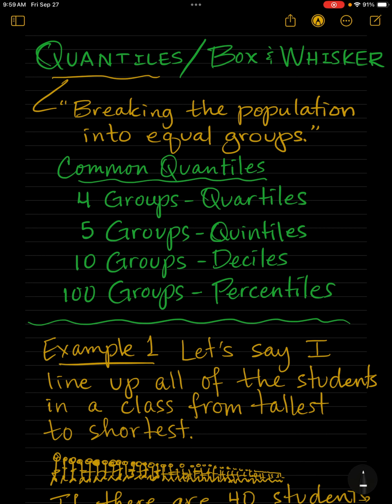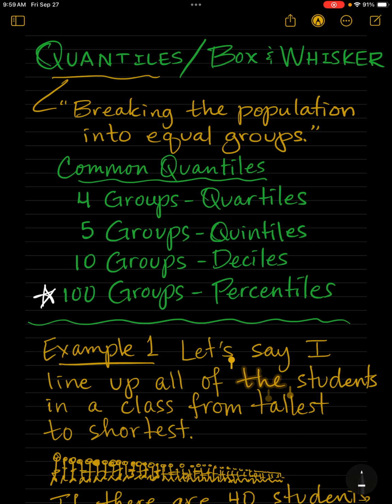Okay, let's go ahead and get started. First of all, quantiles, that's just a fancy way of saying groups. We're going to break the total population into equal groups. There are some really popular quantiles that are used quite a bit. 4 groups, we call that quartiles. 5 groups, quintiles. 10 groups, deciles. 100 groups, we call percentiles. And that's probably the most popular of all of them.